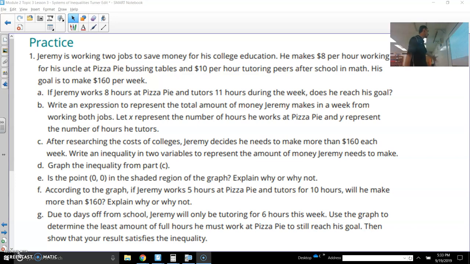So it says Jeremy's working two jobs, he's saving money for college, and he has an $8 per hour job working at a pizza place, it looks like, bussing tables, and then he makes $10 per hour tutoring peers at math. And that's how I started doing what I do now. So his goal is to make 160 a week. They ask, well, what if you were doing 8 hours and 11 hours at these two jobs? Are you going to have enough money to reach your goal?